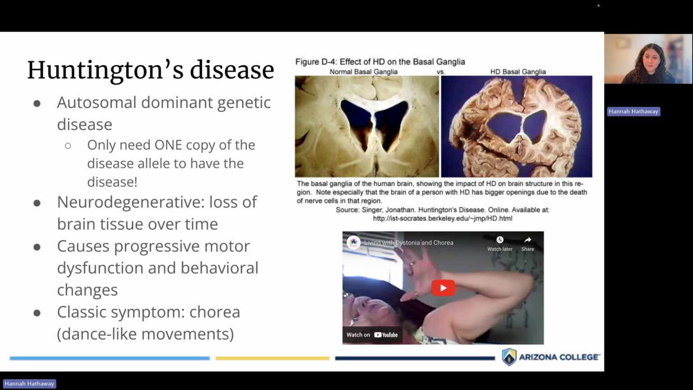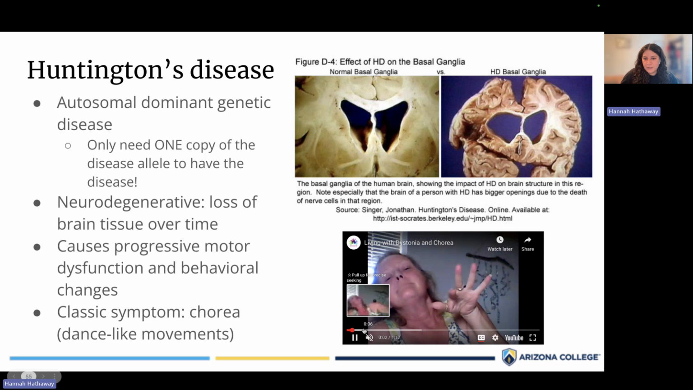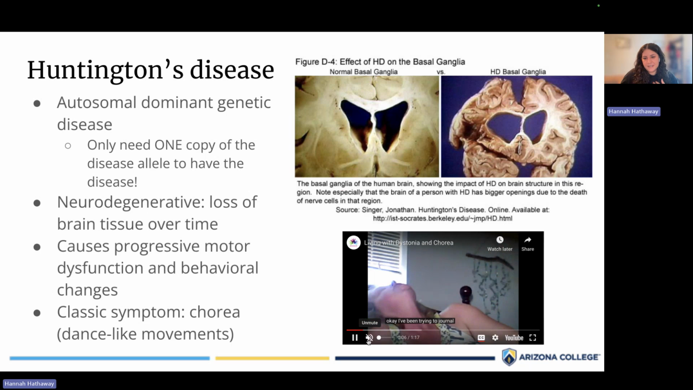That's going to cause progressive, meaning it gets worse with time, motor dysfunction, so inability to control your movements. And then in later stages, you also have behavioral changes. The classic sign of Huntington's disease is chorea, which are dance-like movements. We are going to watch just a small portion of this video of someone who has Huntington's disease, where she's talking about her experience as someone who lives with Huntington's.